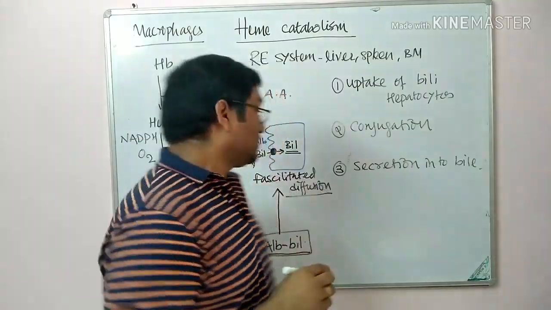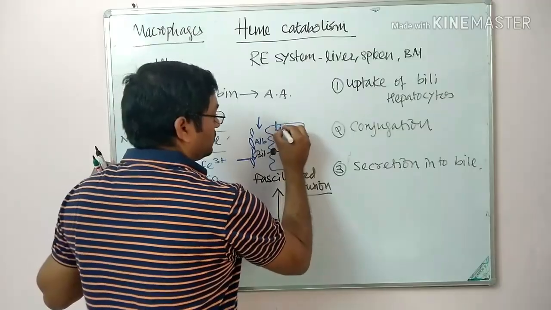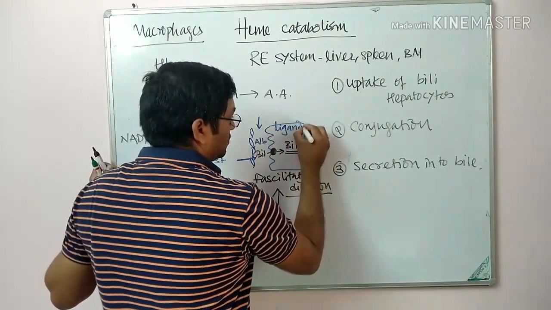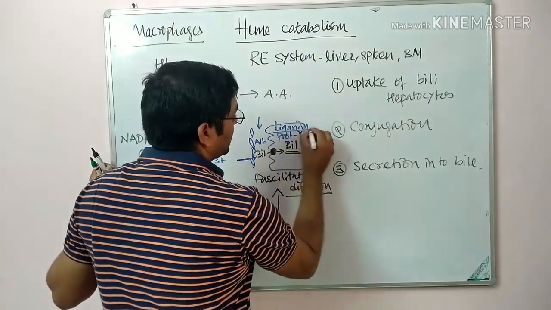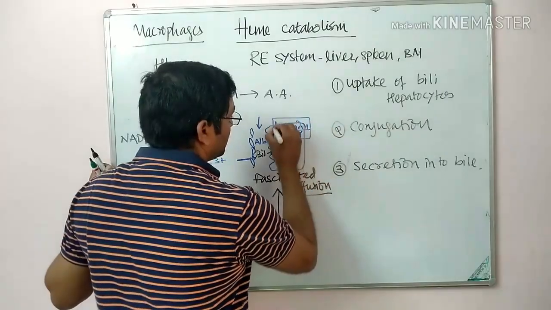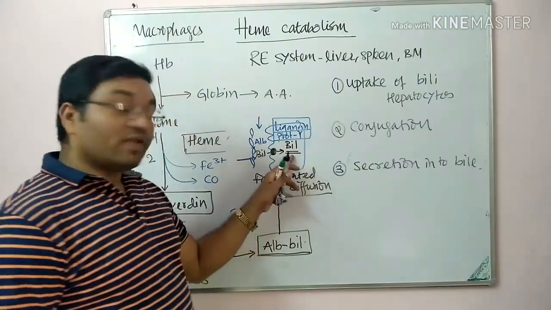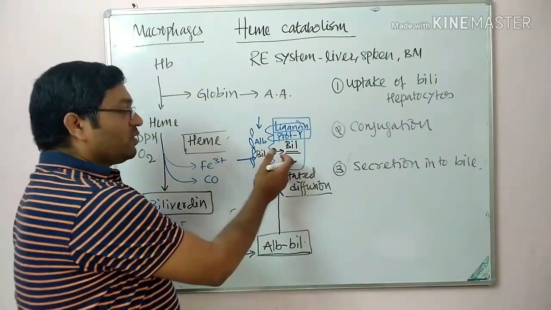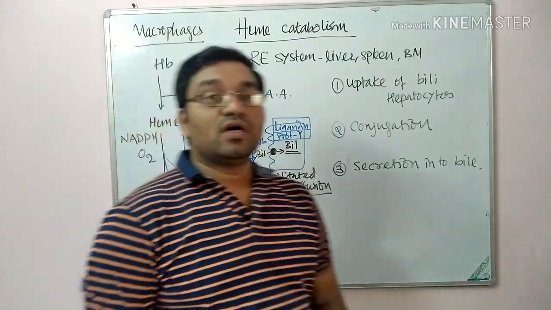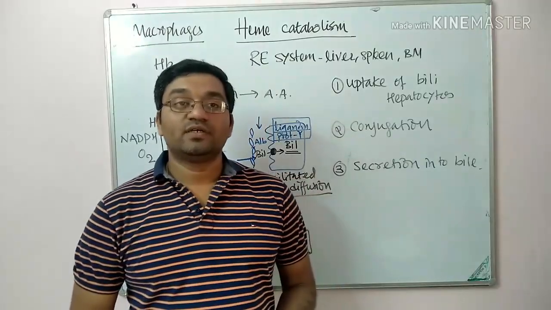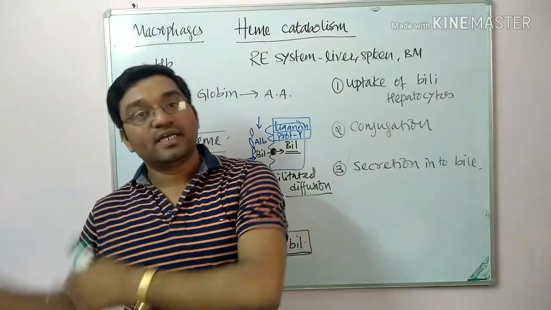intracellular proteins. The first one is the ligandin and the second one is the protein Y. This ligandin and protein Y prevent the backflow of bilirubin from the hepatocyte to the blood, and also help the bilirubin to be in solubilized form before it gets conjugated.